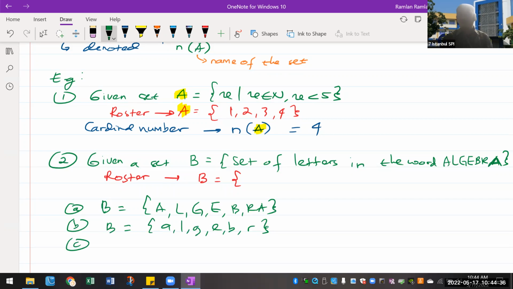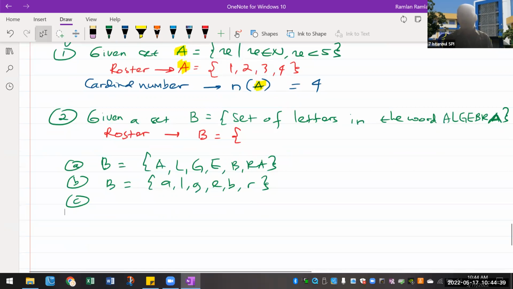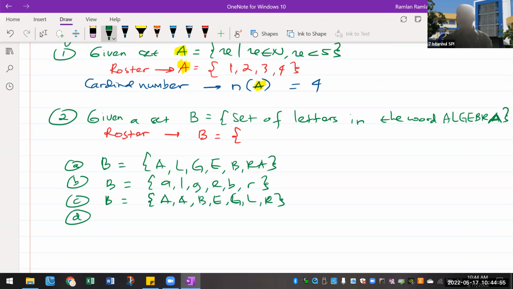Okay. Option C. B equals to A B E G L R. Okay. Next one. And then B equals to A L G E. Okay. And then another one. The last one is B. Actually the same thing. The last one is the same with this one. So I'm not gonna write it down.